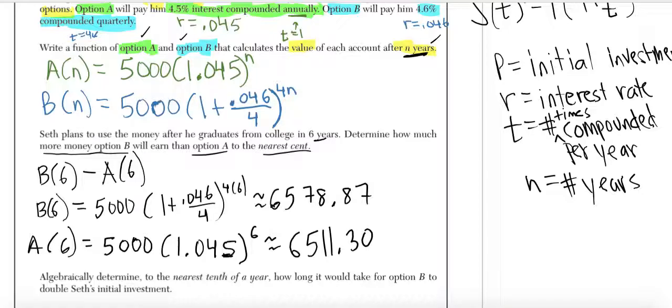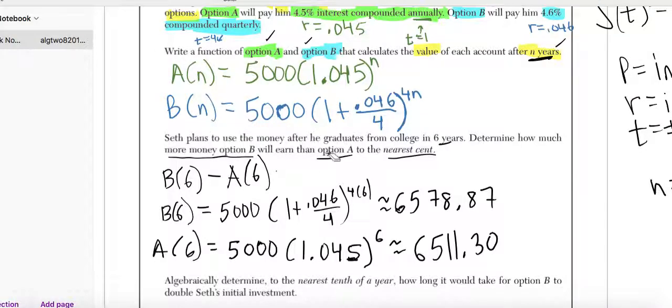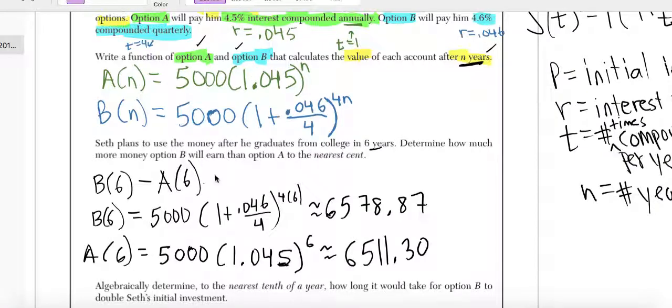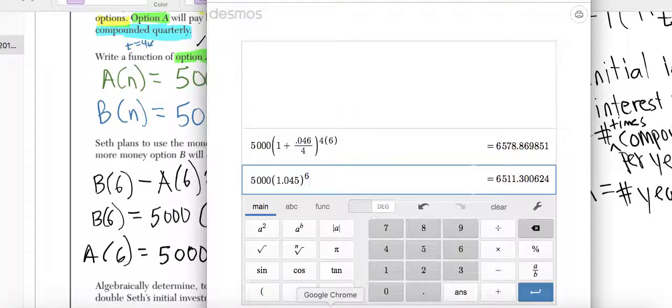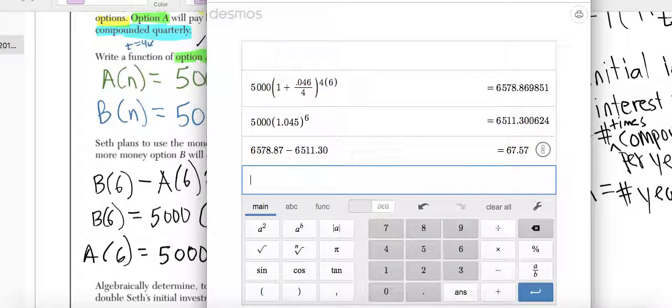If I subtract B of 6 minus A of 6, because I rounded both, let's do it first using the rounded values. 6578.87 minus 6511.30, and we get 67.57. Let's make sure we get the same answer, because I don't like to round until the end.